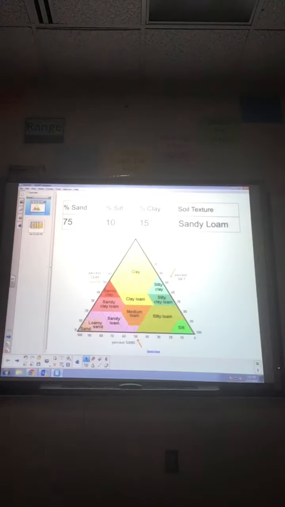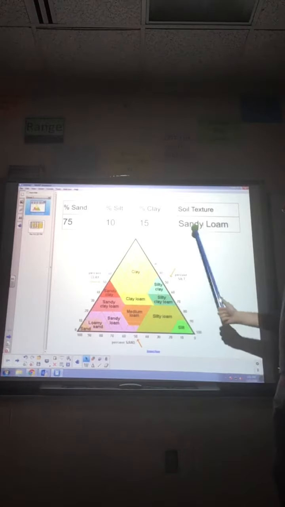So what I'm going to do is use the sample question from your worksheet. My percent sand is 75%, my percent silt is 10%, my percent clay is 15. I'm going to use this triangle to figure out what type of soil that I have. And you see I've already included the answer here, it's sandy loam.